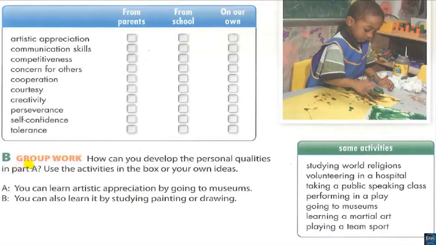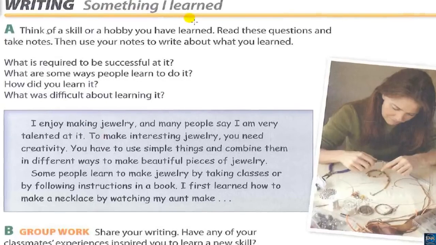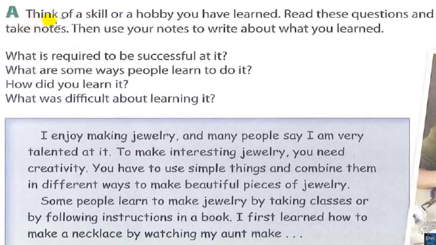So this is of course group work. You can have your own suggestions from these activities. Exercise number 12, writing something I learned. Think of a skill or a hobby, something you do in your free time, that you have learned. Read these questions and take notes. Then use your notes to write about what you learned.